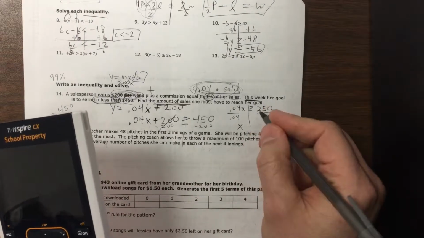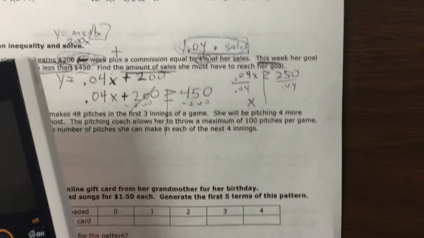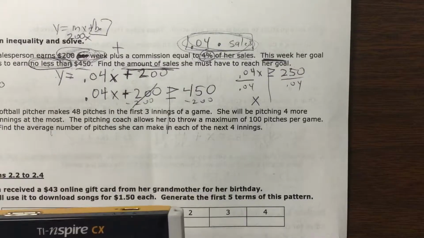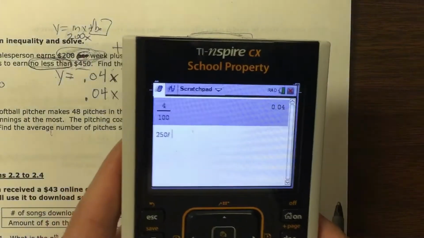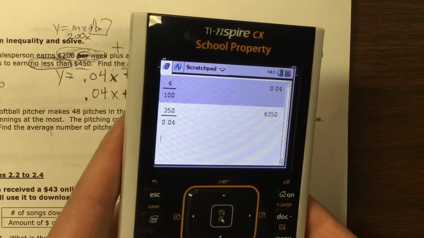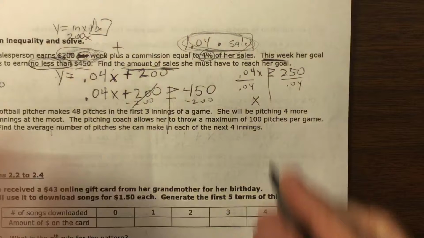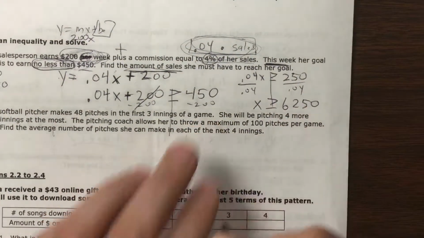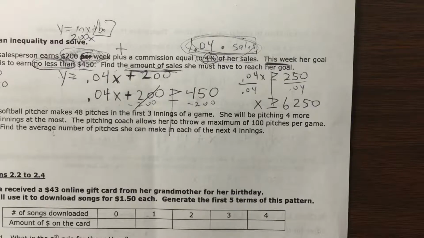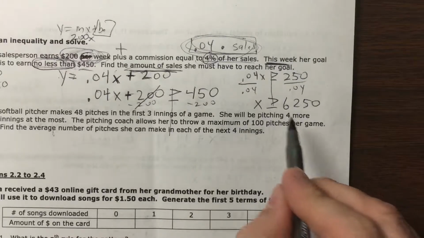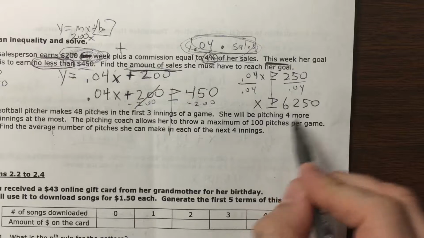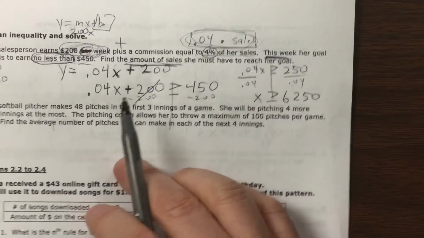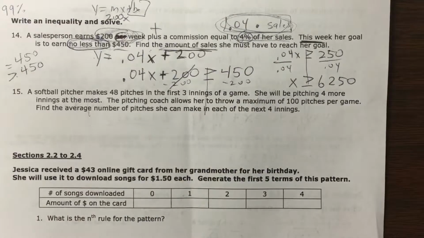We do not have to flip the inequality because we did not divide by a negative sign. So I'm going to go ahead and put in 250 divided by 0.04. There we go. So what this means is she's selling a product of whatever. I don't know if it's cars or office products or whatever. She has to sell $6,250 or more to reach her personal income goal. Okay, let's do 15.